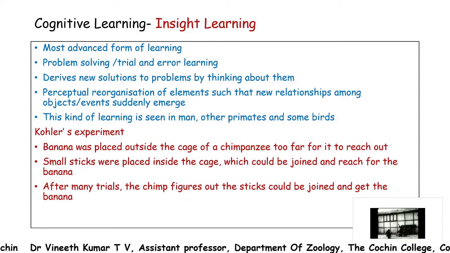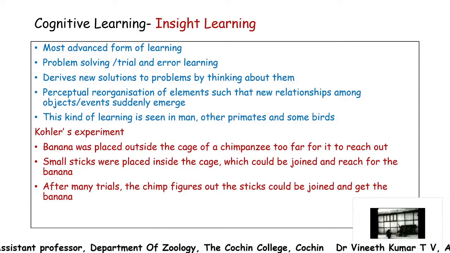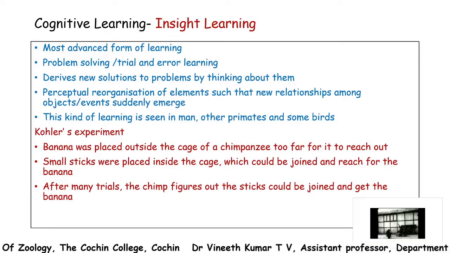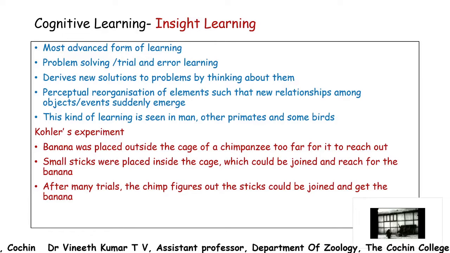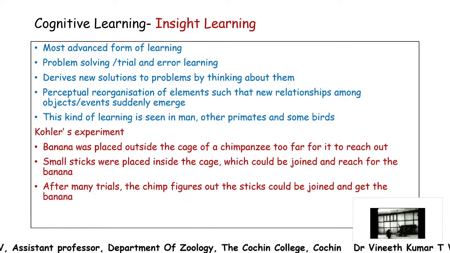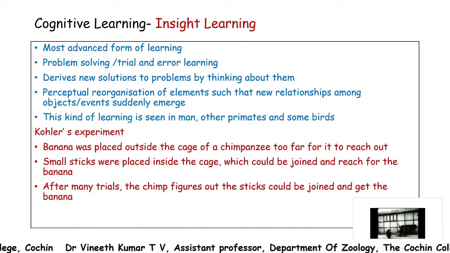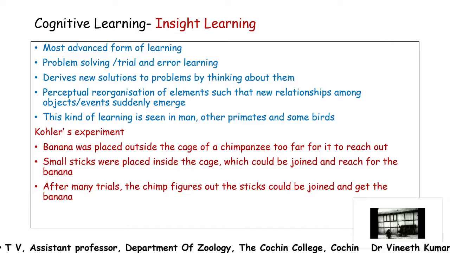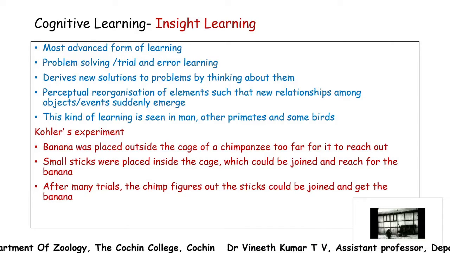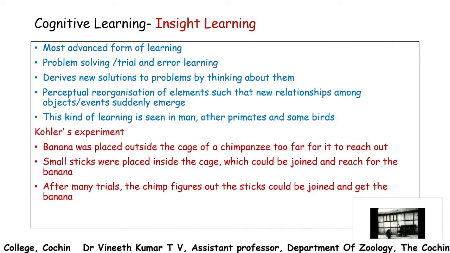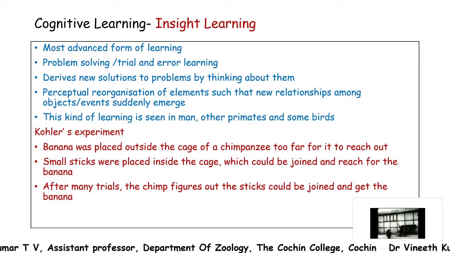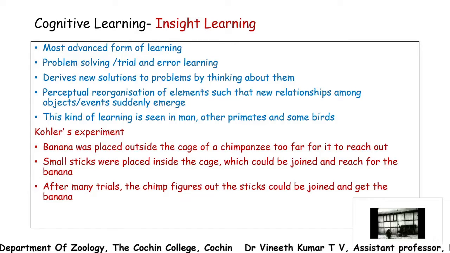So coming to the second type of learning, which is more important to primates, this is called cognitive learning. This is called insight learning. So this is the most advanced form of learning. This is also called problem solving or trial and error learning. That means you are learning something out of trial and error. You make errors, you again learn. So that is what is problem solving or trial and error learning.